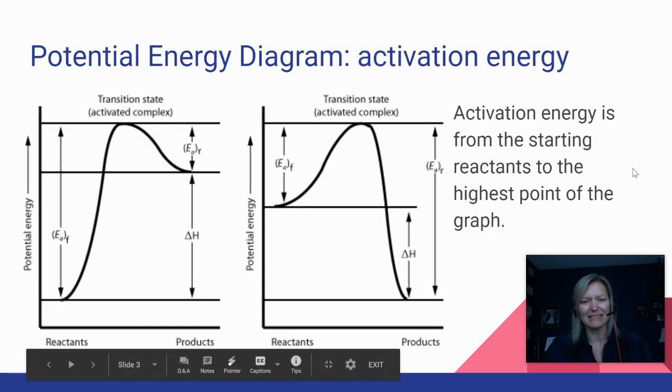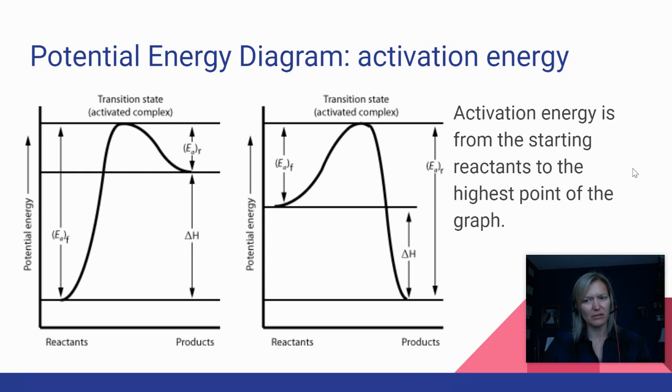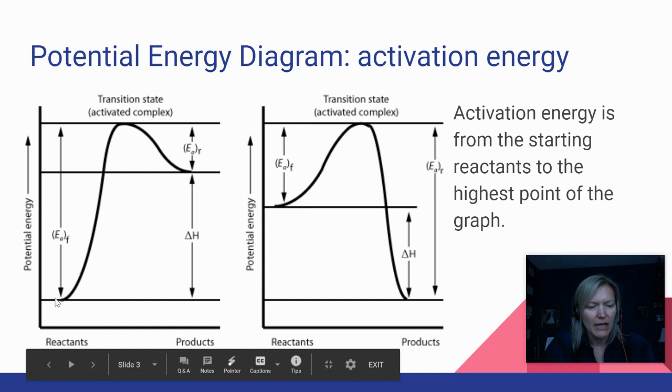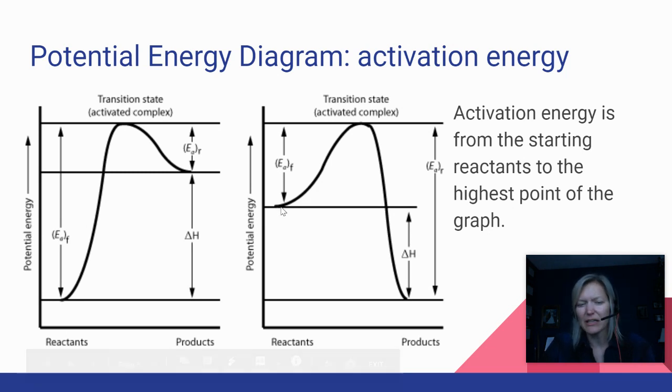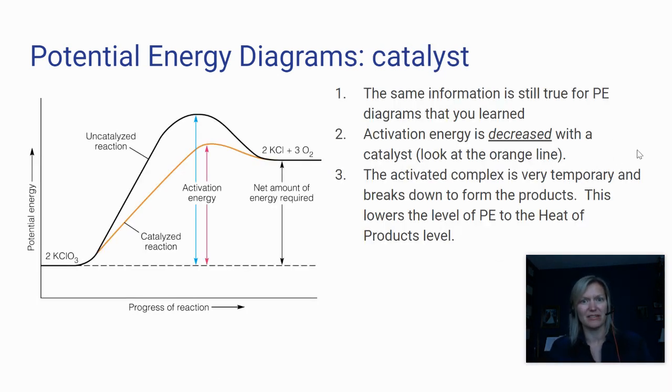Now we also have high activation energies and low activation energies, regardless of what this potential energy diagram looks like. Activation energy is from your lowest starting point to the highest point. Now this first graph has a really high activation energy. The second graph, not as high, because we're starting in the middle and ending up high. So this activation energy is not as big, which means it might get going faster. This is where those rates of reaction come into play as well, that we studied a week ago.